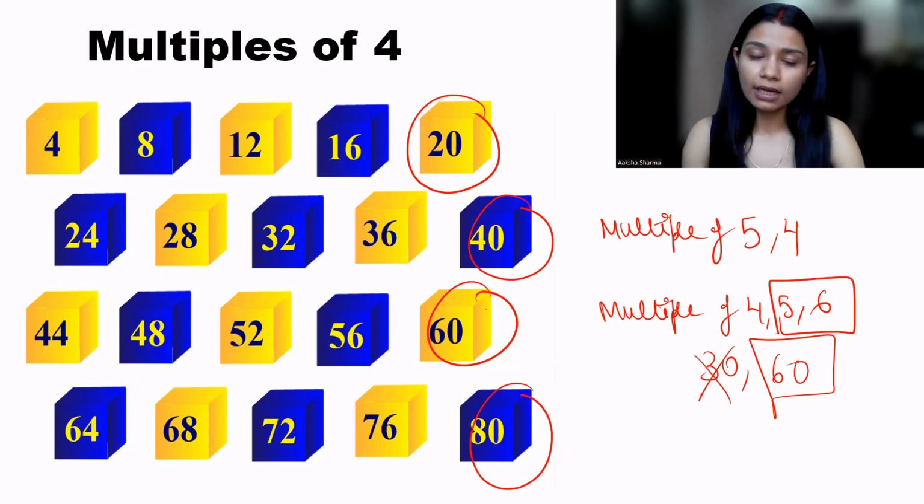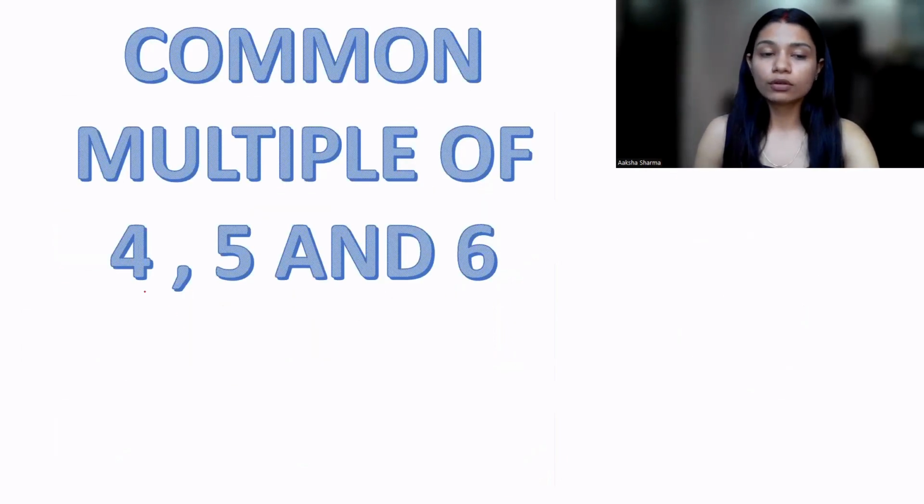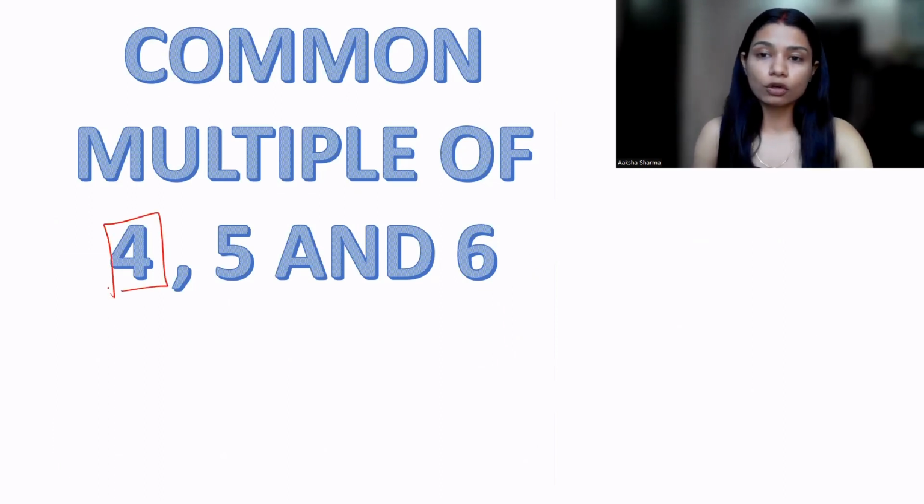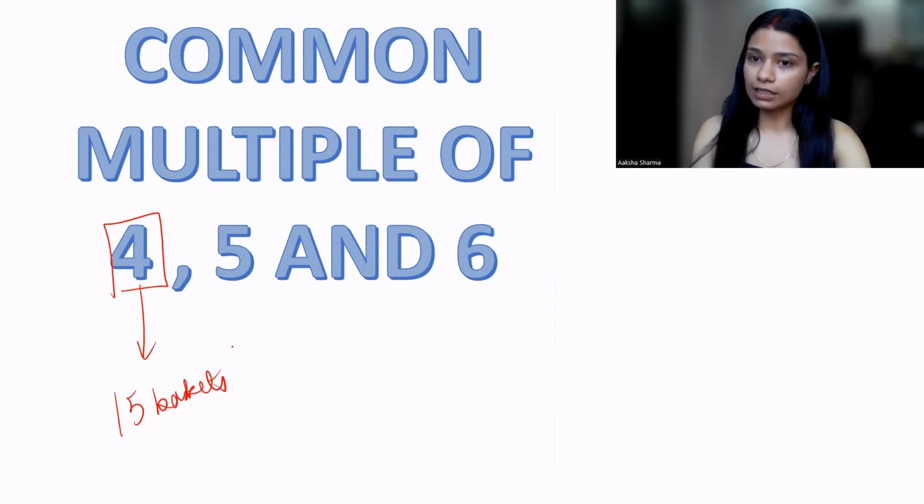What do you mean by that 60 is coming in table of 4, 5, and 6? That means 60 is fully divisible by 4, 5, and 6. We can arrange 60 into groups of 4, 5, and 6. If you try arranging 60 into groups of 4, you will have 15 baskets of 4 apples each, and 1 apple will be left out.